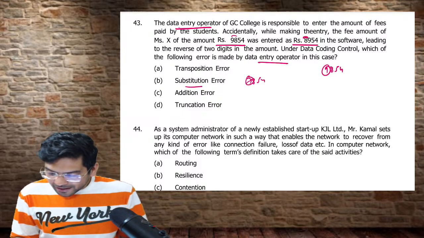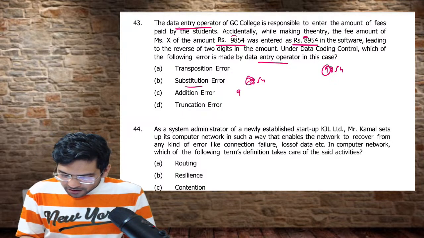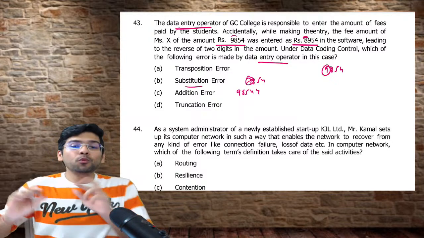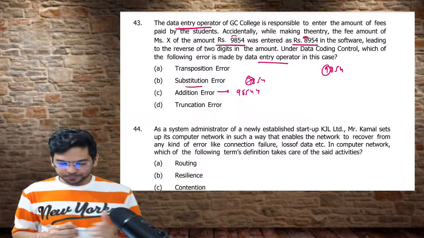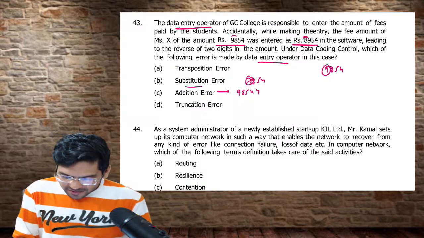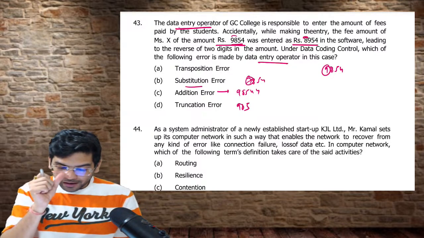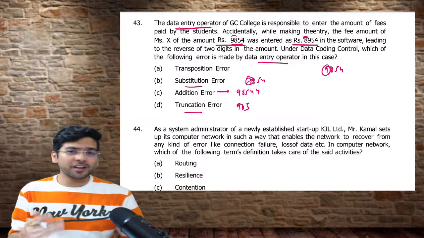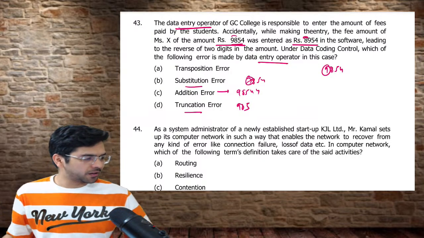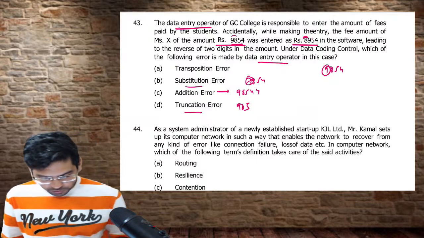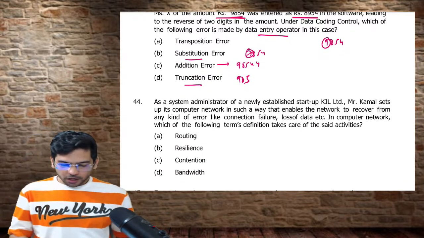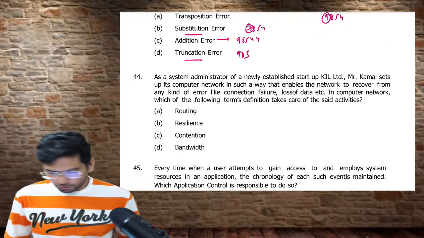Let's say 9854 was the correct amount, and he has added one more 4. So this will be a part of addition error. And let's say 9854 is the correct amount and he has written only 985. He has removed the last digit. So this will be truncation error, subtraction error. Yes, Harshita, you are correct now. Single transposition. Fine.